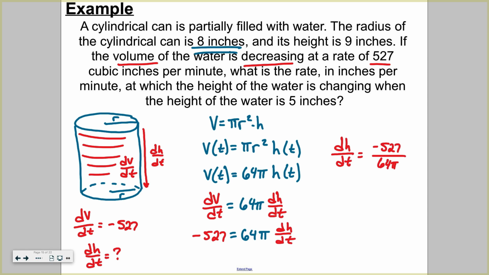527 divided by 64 does not simplify. So our change in height is going to be negative 527 over 64 pi, and this is going to be inches per minute.